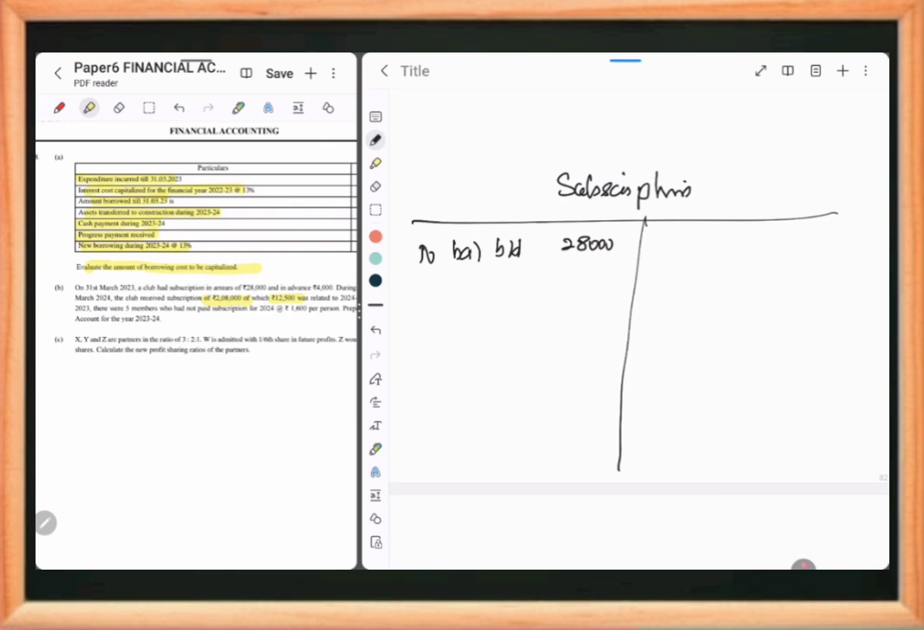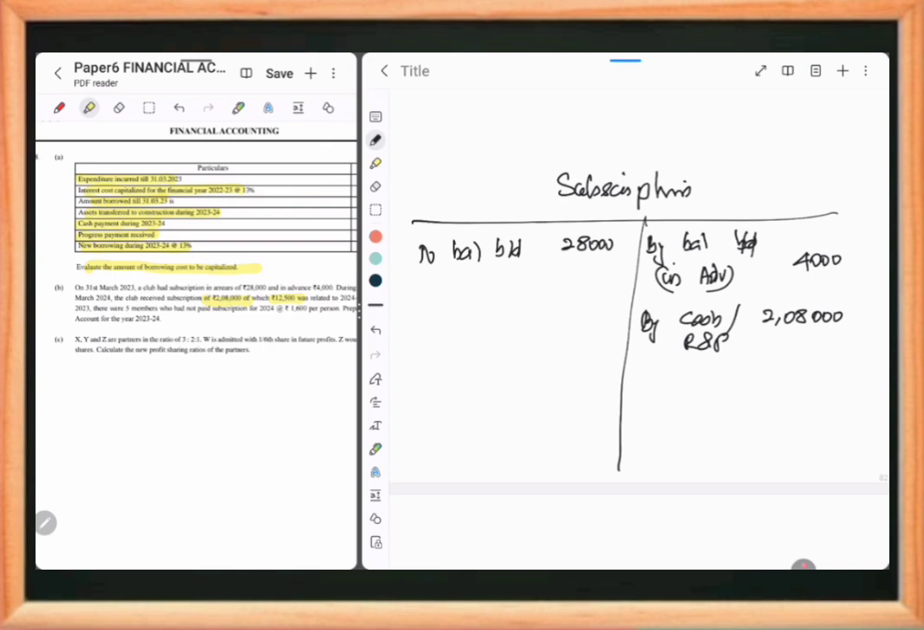And then the subscription received in advance, that is also an opening balance, and it should be entered on the credit side, balance brought down, that is in advance. How much we received in advance during the previous year, that is 4,000 rupees. And then we have collected towards subscription as per the receipts and payments account or cash book, by cash, 2 lakhs 8,000 rupees.